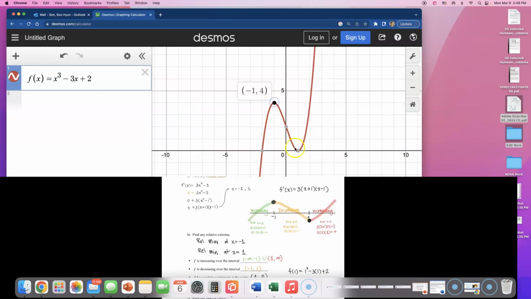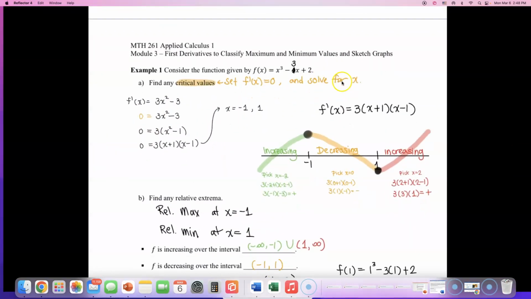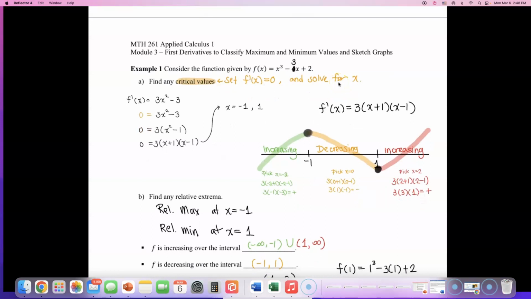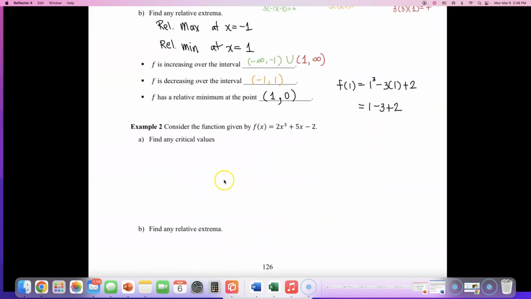And that is something that we couldn't figure out in pre-calculus. And this is something now we get to be able to do because we know something called the first derivative test. Okay, I'll actually stop this video and show you example 2 in another video.